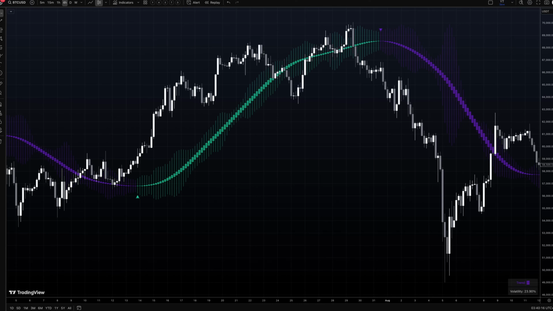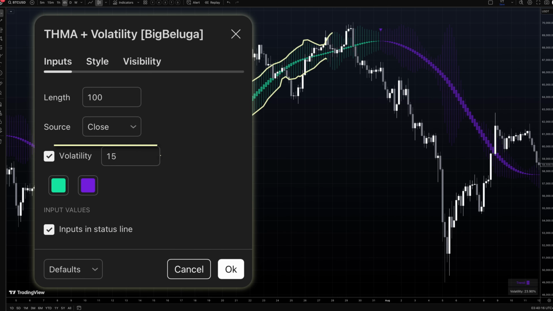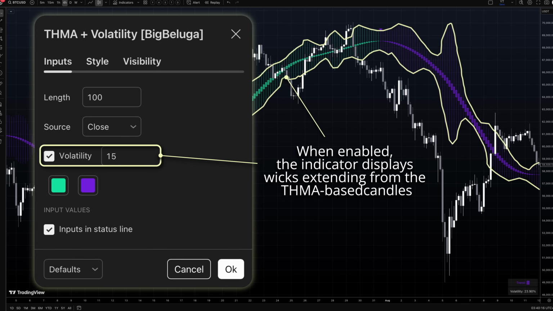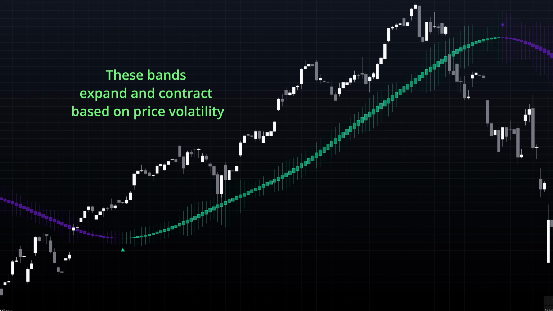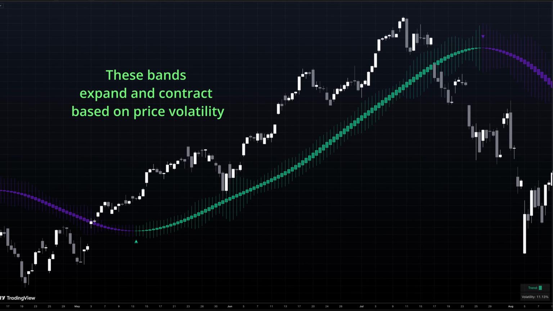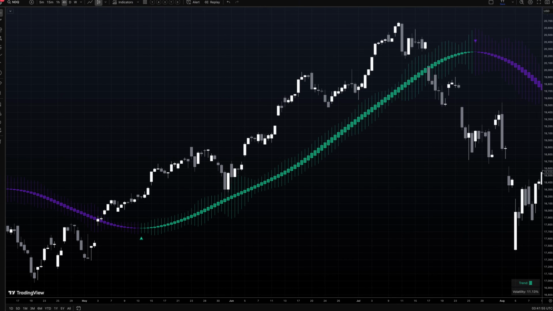The indicator introduces dynamic candle coloring based on the slope of the THMA, providing a visual distinction between uptrends and downtrends. This is complemented by volatility bands calculated via a smoothed HMA of the high-low range, scaled using a percentile-based normalization. The result is a banded channel around the THMA line that visually communicates market expansion and contraction.